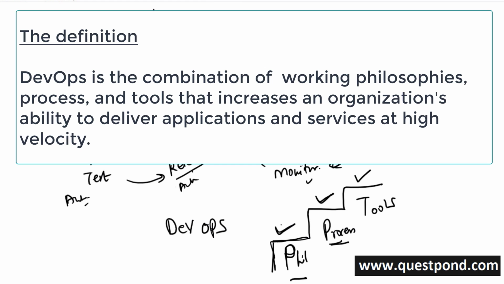So DevOps is nothing but the combination of three things. Philosophically agreeing that these two teams should not work in silos, they should work together. Establishing a process of how the team should give feedback to each other. And finally, having automation, providing automation for each one of these things so that everything works more smoothly.